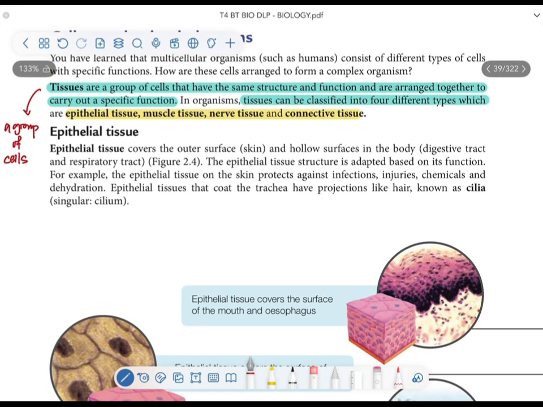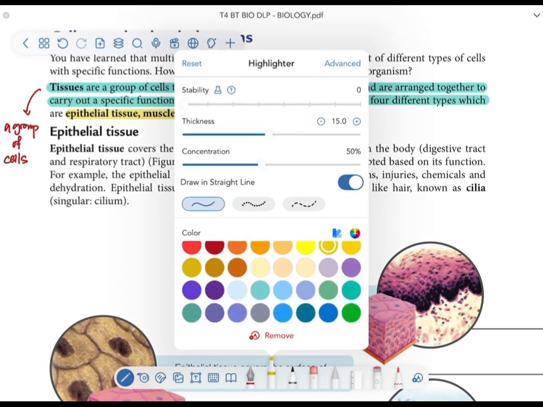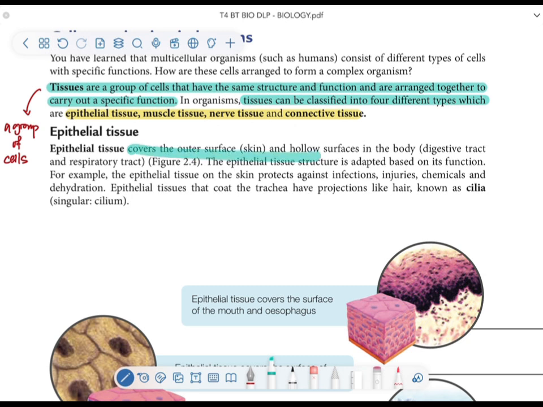So let's go with the epithelial tissue. First of all, a very important function of epithelial tissue is that it covers the outer surface, the skin, and hollow surfaces in the body such as the digestive tract and respiratory tract. Epithelial tissue covers the outer surface since epi means outside, out, and thelium means the surface. So you can find it on the lining of the digestive tract and respiratory tract, like the trachea.